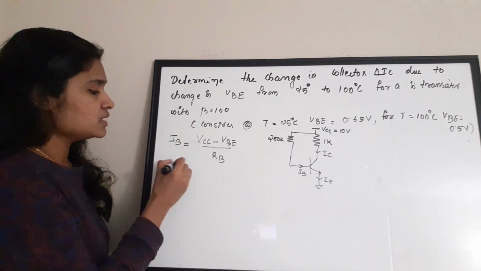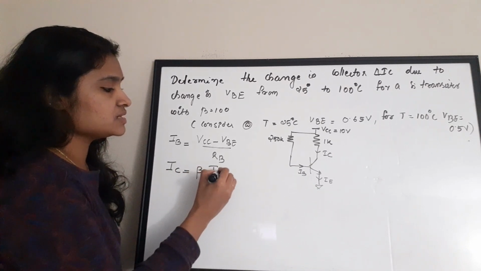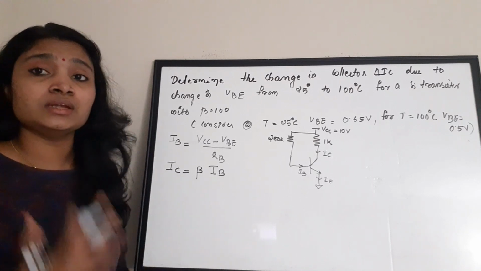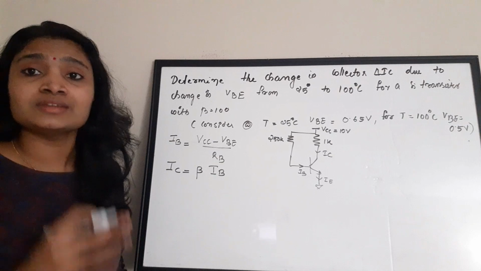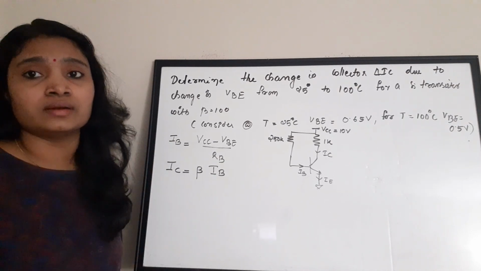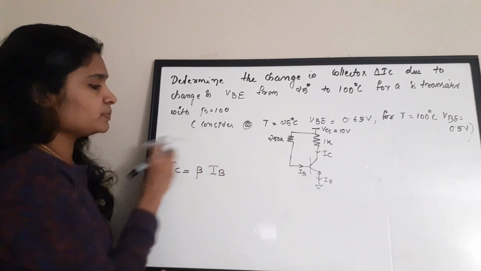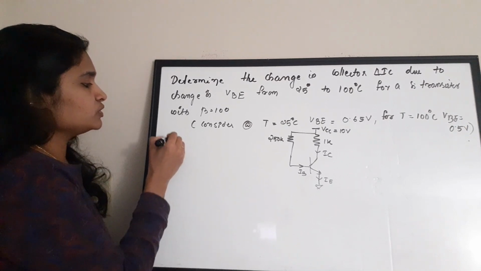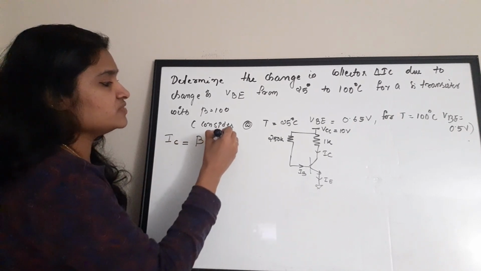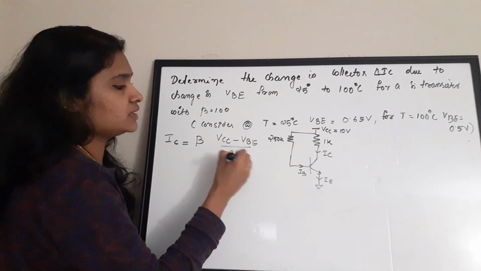Okay, now what is the collector current IC? IC is equal to beta times IB. This is the common emitter connection. So this is the collector current. Now we don't need the collector current itself. We need to find the change in collector current for the change in temperature, that is from 25 to 100. What is the change happening? We need to find. So let us see. I'm going to apply a delta here. I'm going to first write the equation in terms of the voltages. IC is equal to beta times VCC minus VBE by RB, right?